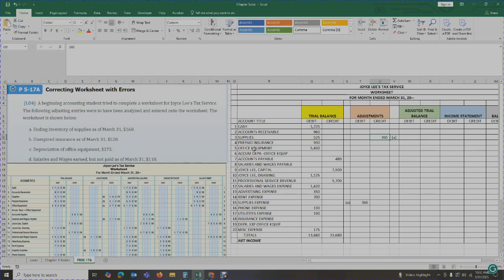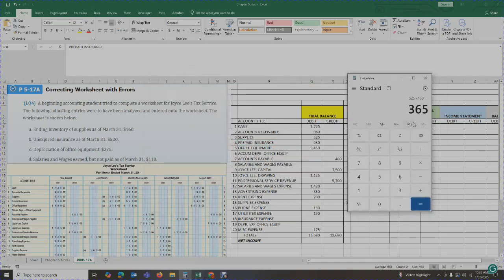So let's look at our prepaid insurance. We have $930. That is our beginning balance for the prepaid. Now the amount of unexpired insurance, meaning insurance that has not been used up, is $520. So that means that during this period, I used up $410 of insurance. That is the amount of my adjustment. The unexpired insurance is your ending balance. I have $520 of insurance I have not used.